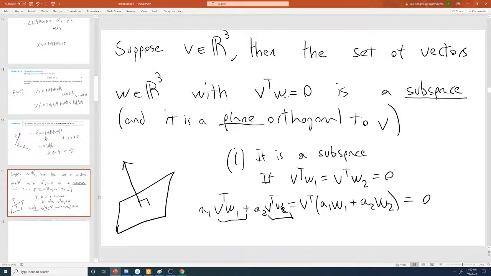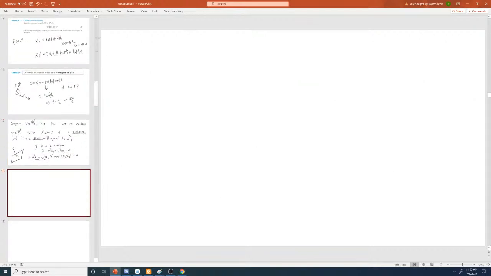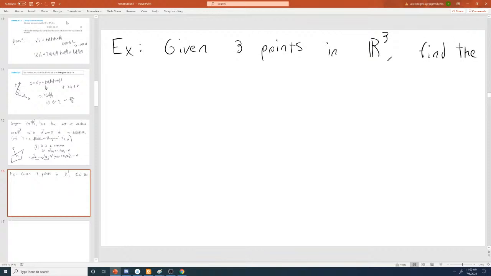Now, you may not have used these words before, but certainly you have done the following construction. Let me say, how about this kind of problem that you see in multivariable calculus: given 3 points in R3, find the plane containing them.